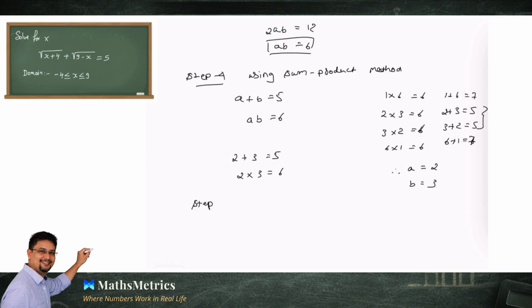Step number 5, convert back to x. So let's convert back to x. So consider case number 1 where a is equal to 2. So we get square root of x plus 4 equal to 2, or x plus 4 equal to 4, or we can write this as x is equal to 0.